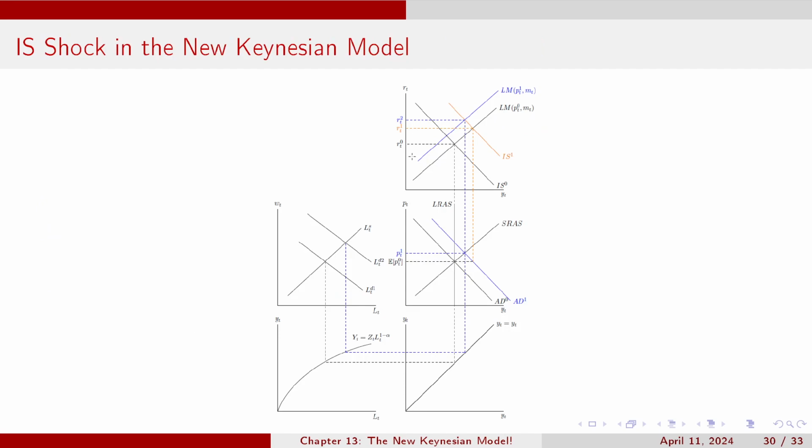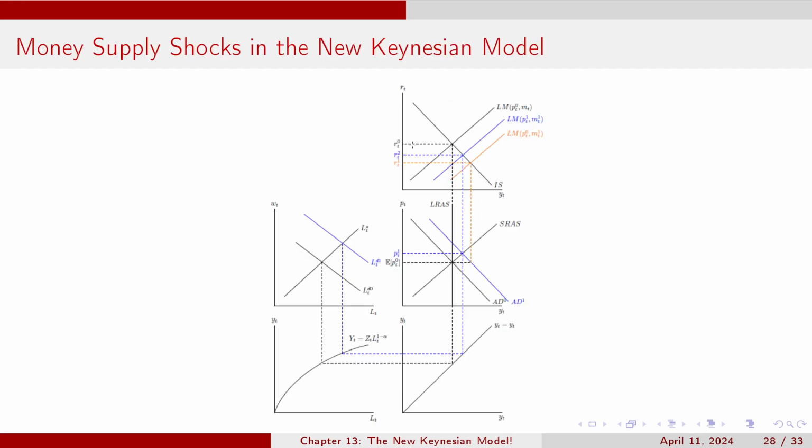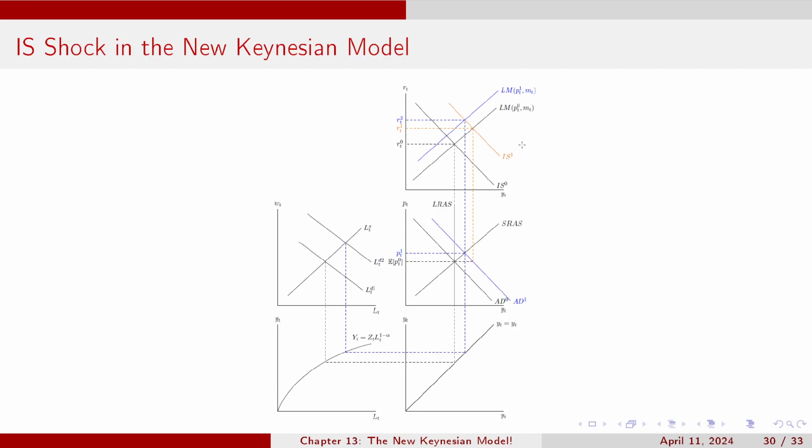Looking at the IS shock, right? Well, like I said, they all move in the same direction as the monetary policy shock, with the exception of the real interest rate. The real interest rate increases, and we settle in a short-run equilibrium where the real interest rate is above where it started, whereas in the monetary policy shock, it's below where it started. So we can identify the two. There's a difference between the two, at least one difference.